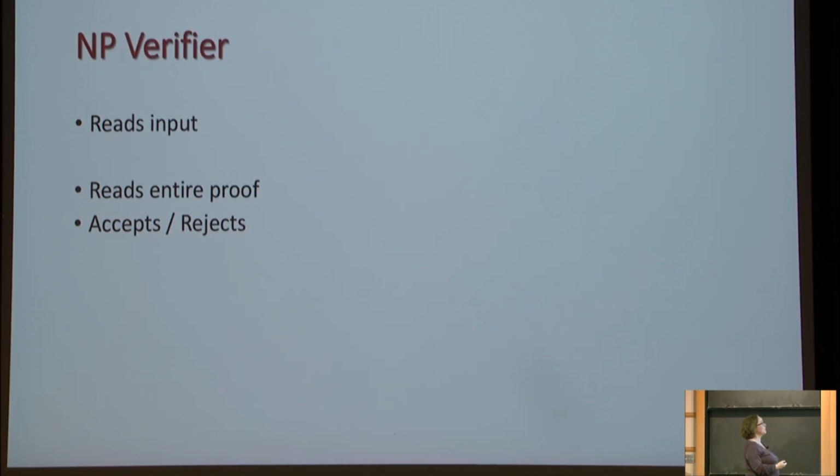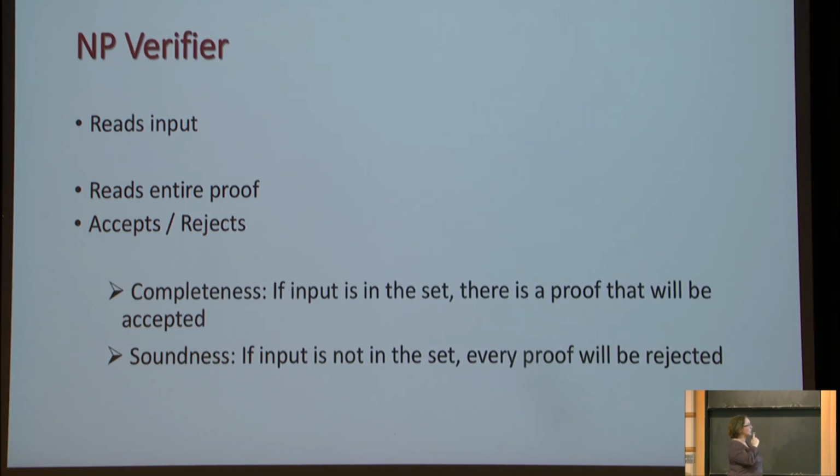Okay, so let's now look at the NP verifier, this algorithm that checks a proof. The verifier reads an input, like a graph, and then it reads the proof, for example, the coloring of the vertices, and then it does some calculation and it says yes or no. Right? This is the NP verifier. And then there are two important properties. If the input is in the set that we're trying to verify, then there will be a proof that is accepted. That's completeness. And if the input is not in the set, then every proof is rejected.